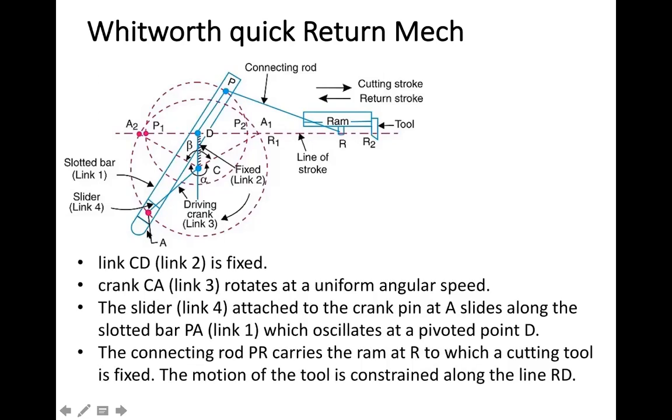So in this, what is happening here? Link CD, if you take it here, is nothing but link 2. So CD is fixed, as per your four bar linkage. So one link is fixed, and the other link is CA. If you take C and A, this CA is rotating at a uniform angular speed. This is the crank. This is the fixed link, and this is the crank, and the slotted link, which is nothing but link 4, is represented by P. So this is PA, A to P. So this is the slotted link.